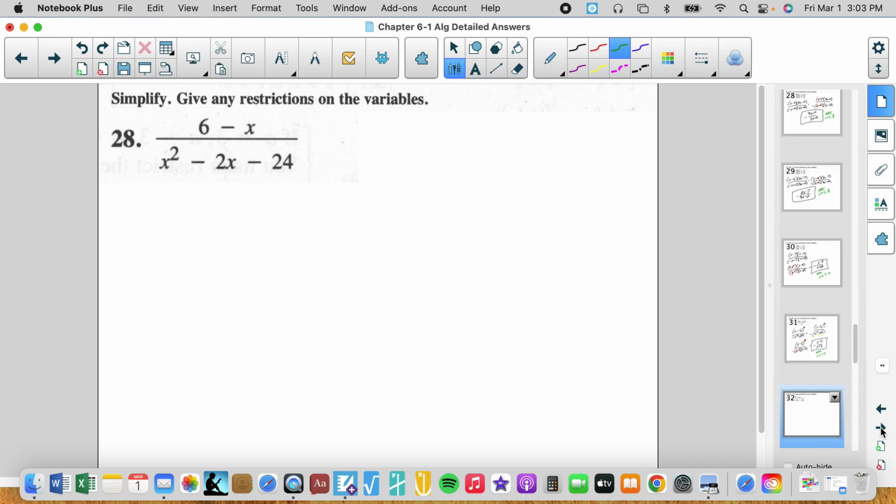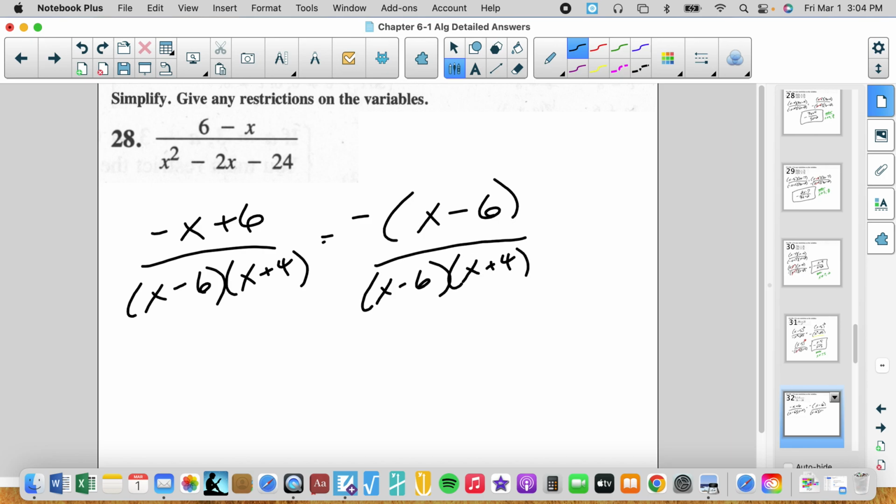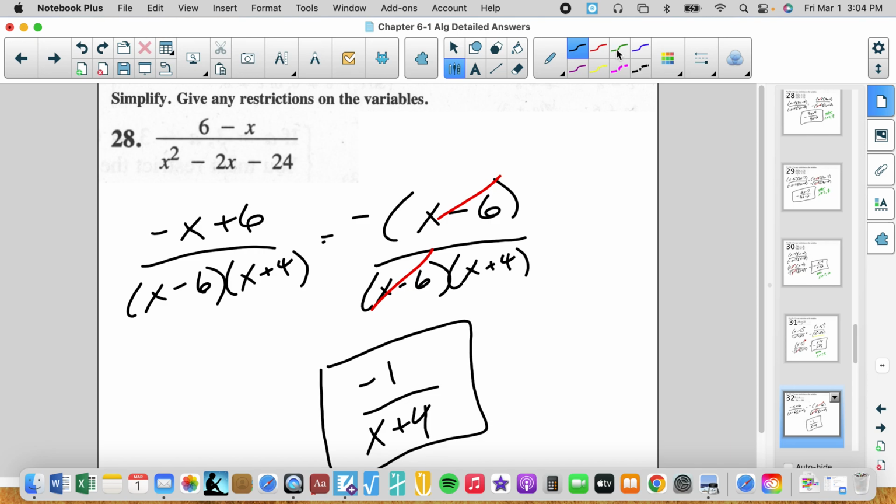All right, I'm back to where I'm supposed to be. So we'll rewrite this. We'll factor that. That's going to be 6 and 4, plus 4. And we'll factor out the negative, which makes x minus 6, and x minus 6, x plus 4. The x minus 6 cancels, and I'm going to write negative 1 over x plus 4 as my answer, with my restriction of x cannot equal 6 or negative 4.